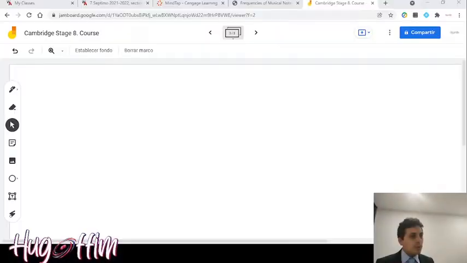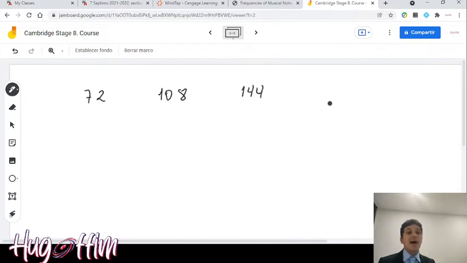Let's use as an example the numbers 72, 108, and 144. And let's say that our objective is to determine the lowest common multiple, or the least common multiple, and the highest common factor, or the greatest common factor. And what is the strategy we can follow to do that?